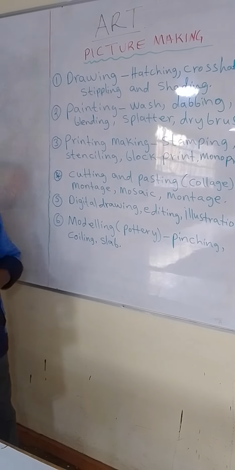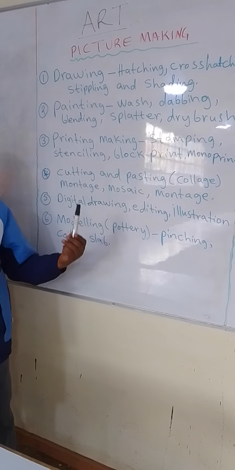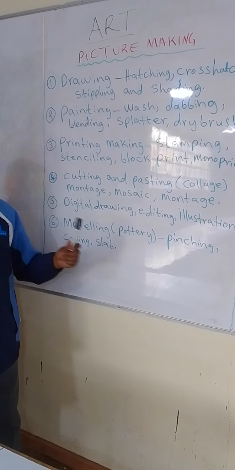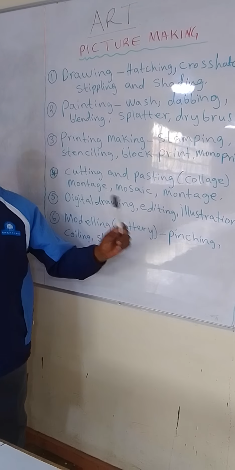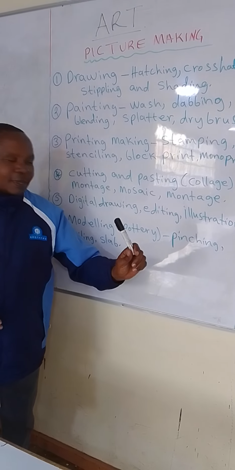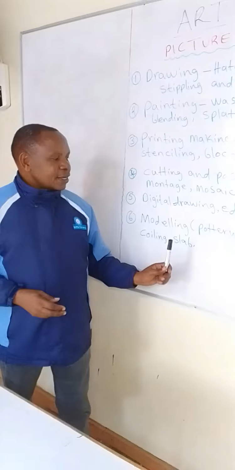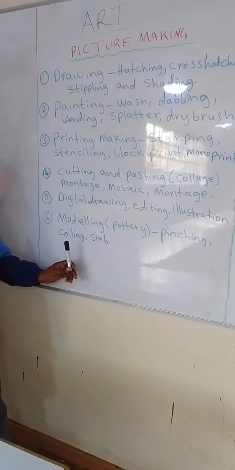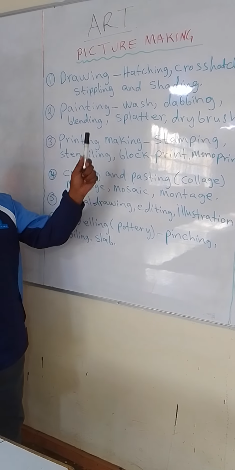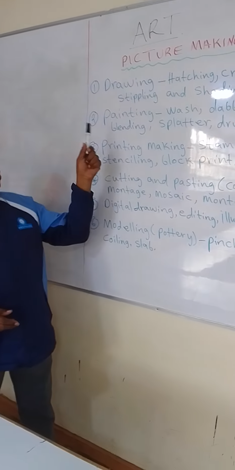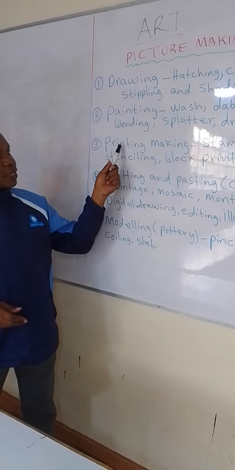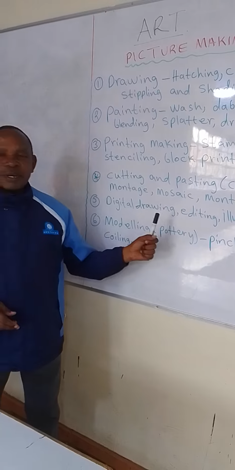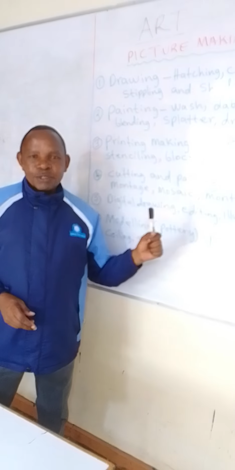Then number 5, we have digital drawing, whereby mostly we use computers or digital devices, and we can do editing and also illustration. Then we have modeling. Modeling is like in pottery, whereby we do pinching, coiling, and slabbing. So the various techniques of picture making are drawing, painting, printmaking, cutting and pasting, and then also we can use digital devices to create different types of art.